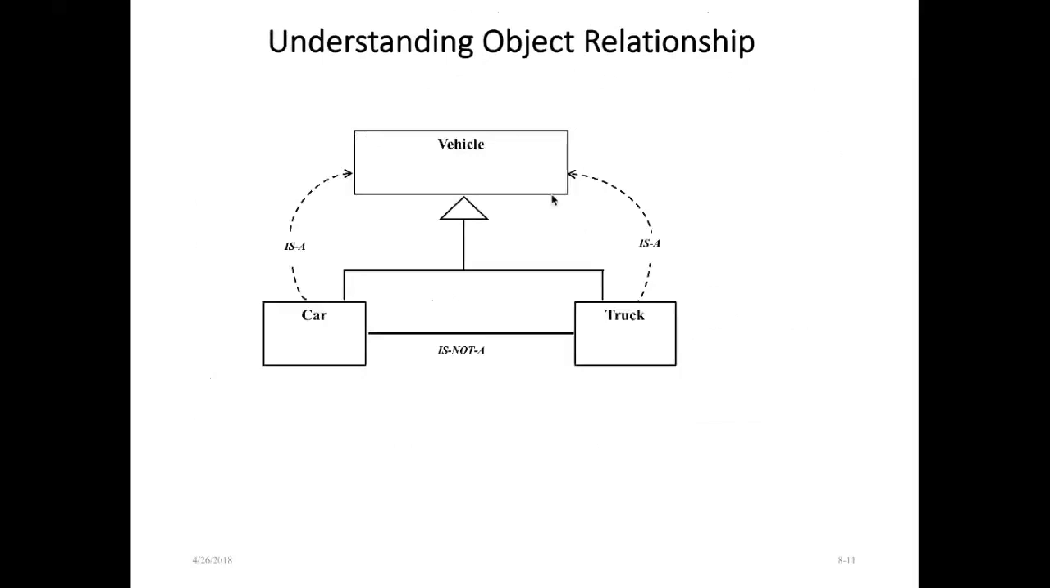In order to understand polymorphism, we need to understand object relationship. Please give attention to understand object relationship. For instance, this vehicle is the parent class or base class, and this car class and truck class are child classes of this base class. By convention, a car is a vehicle, and a truck is a vehicle.